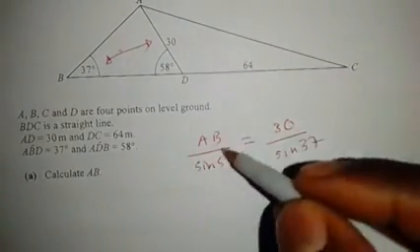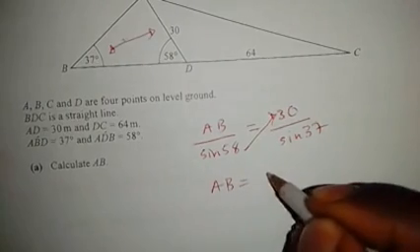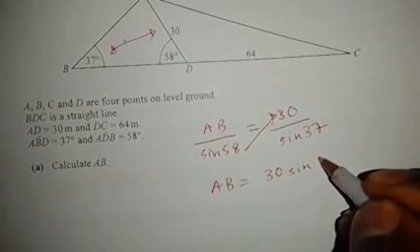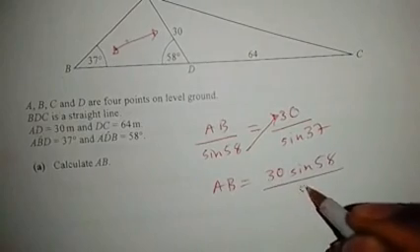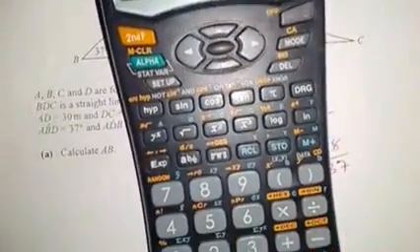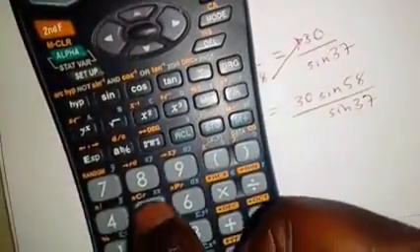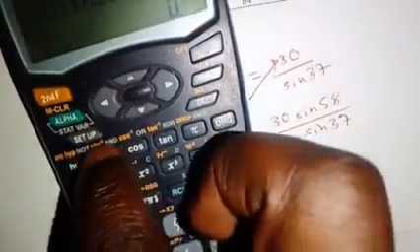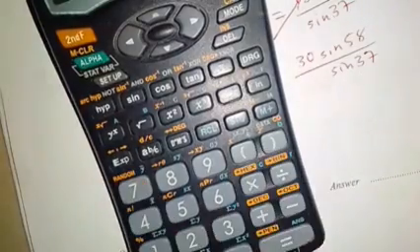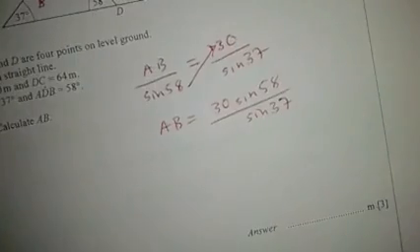Then to make AB the subject, you cross multiply. So AB is equals to 30 sine 58 over sine 37. Then you punch this in your calculator. Right, 30 sine like this, 58 like this, divided by sine 37 equals, you get 42,2.